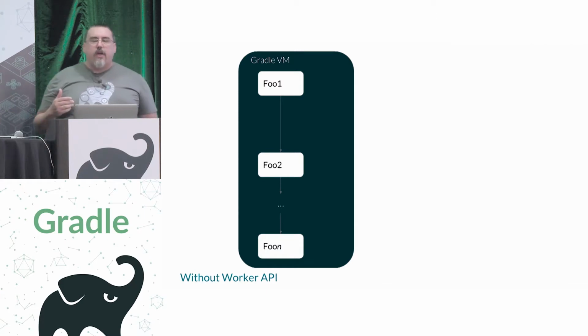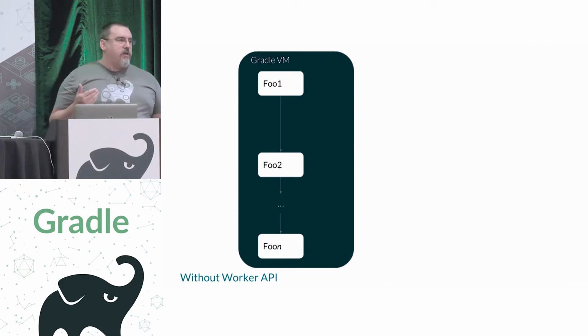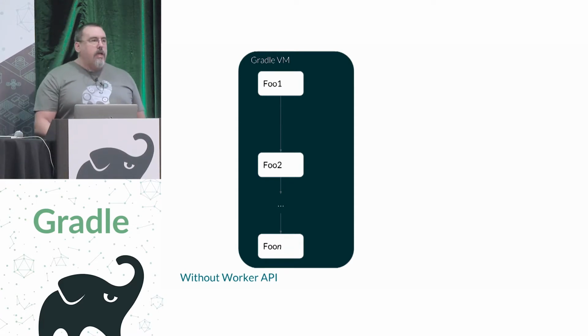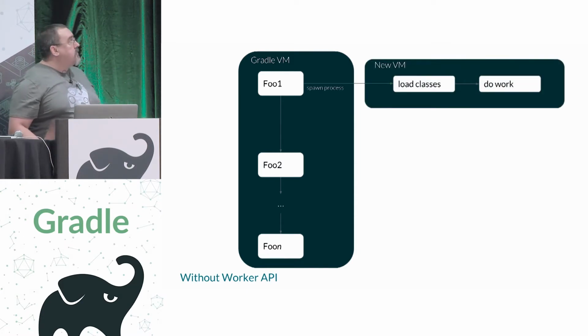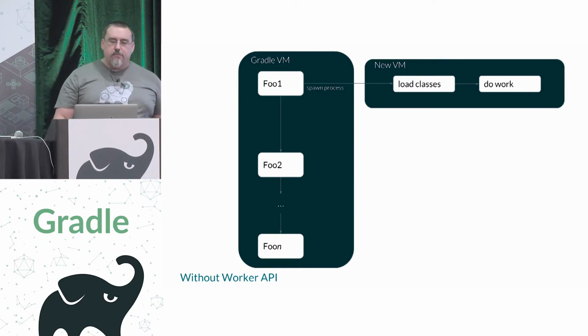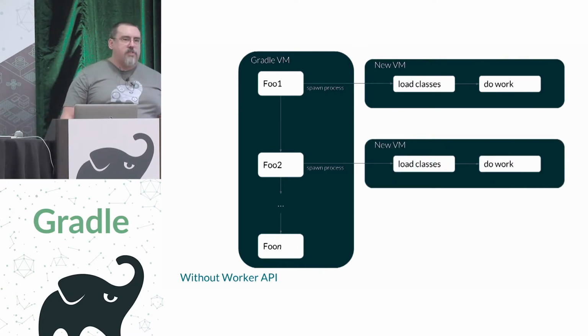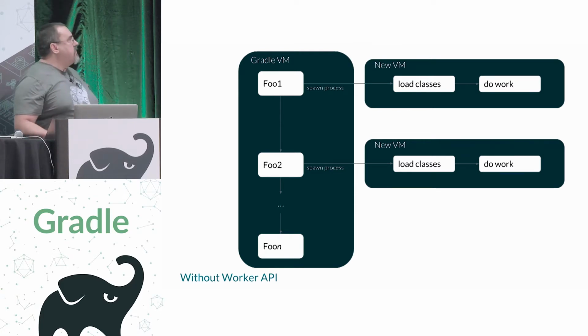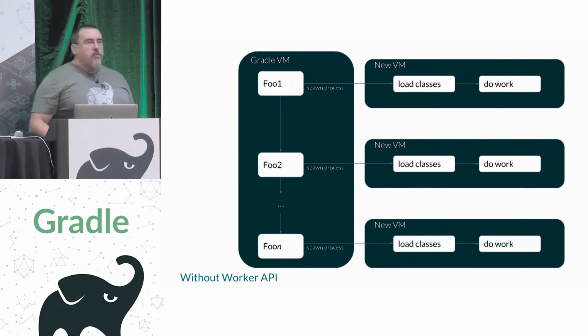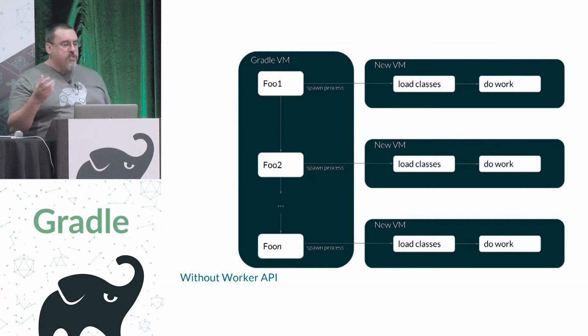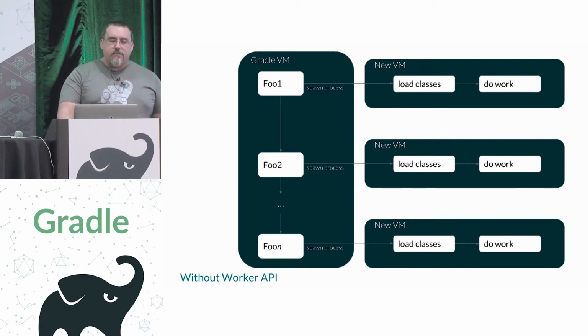Let's imagine that I have a build where I have a number of tasks in this build, these foo tasks. And these foo tasks, whenever they run, use Java exec to spawn an external process. And so what happens is we spawn a whole new process, we initialize a VM, we load a bunch of classes, and then we do the work that's associated with it. And the next foo task that runs does the same thing. And this could be dozens of foo processes, but every one of them is going to spawn a new process, a new virtual machine, and redo all of this work again.